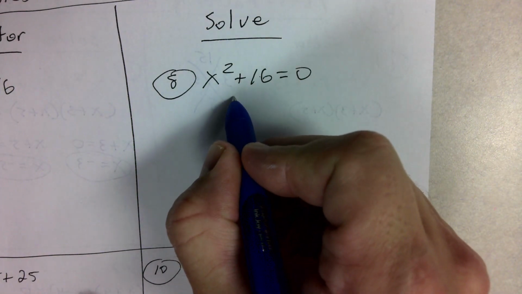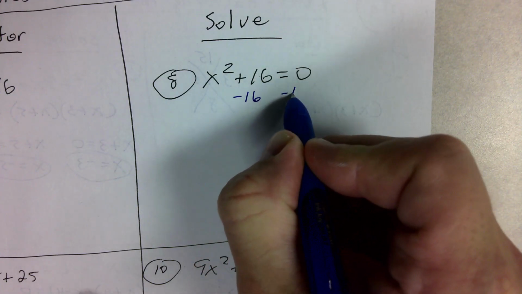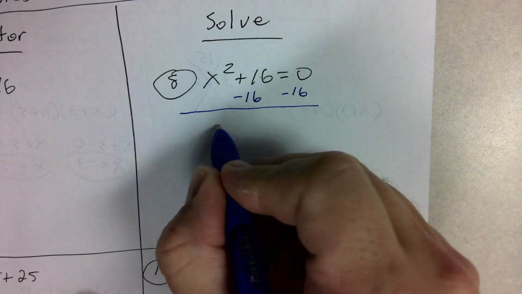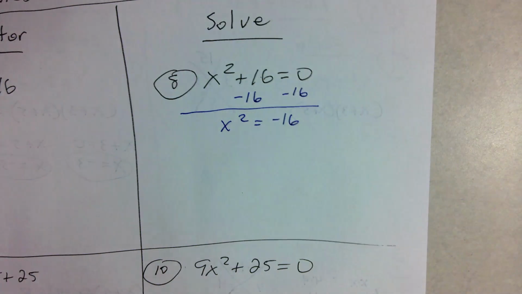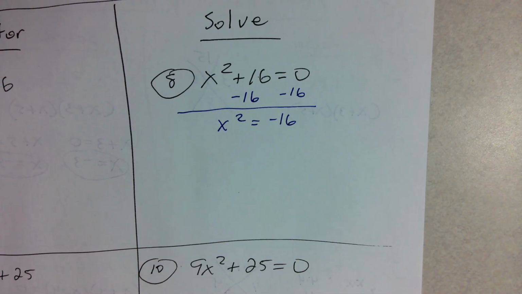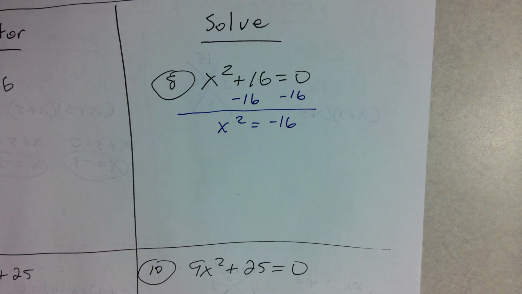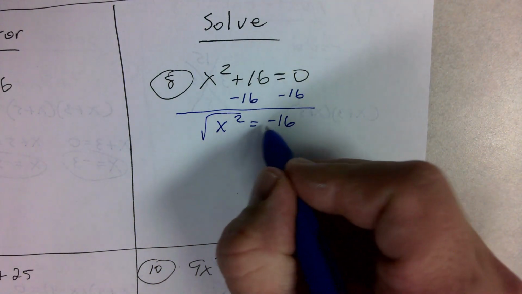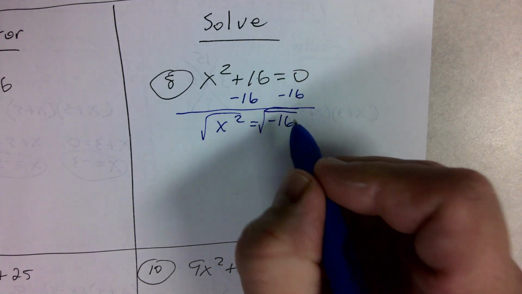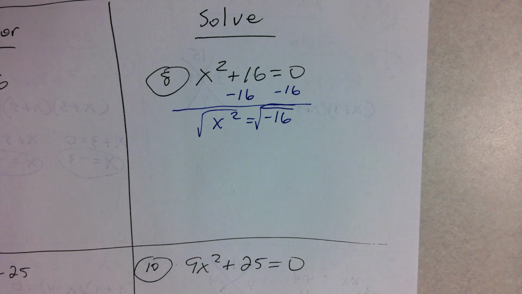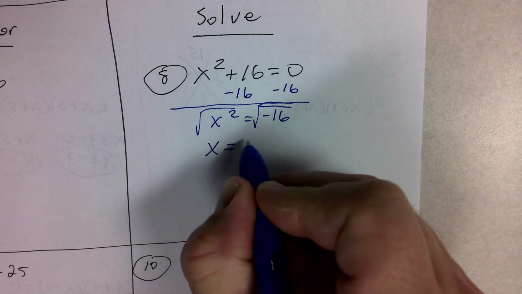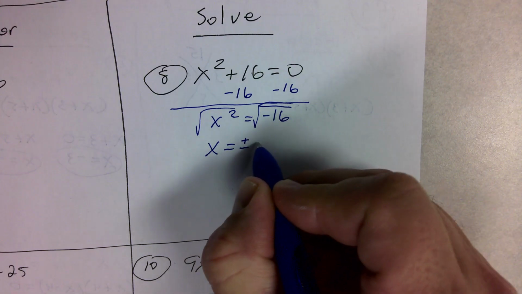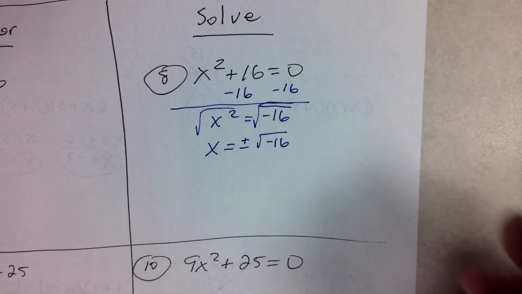I'm going to actually subtract 16. I want you to do this part, okay? x squared equals negative 16. I'm going to take the square root, and again, this is the new stuff. It will be on the quiz. So x is equal to plus or minus the square root of negative 16.